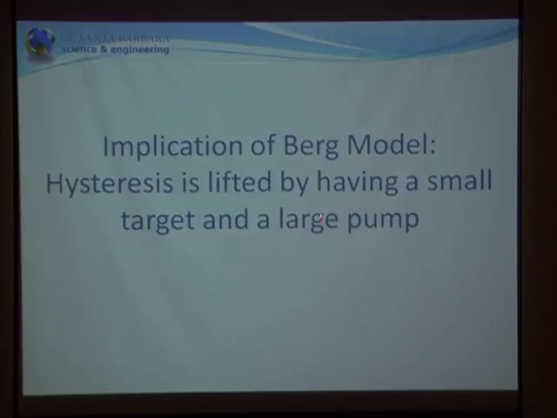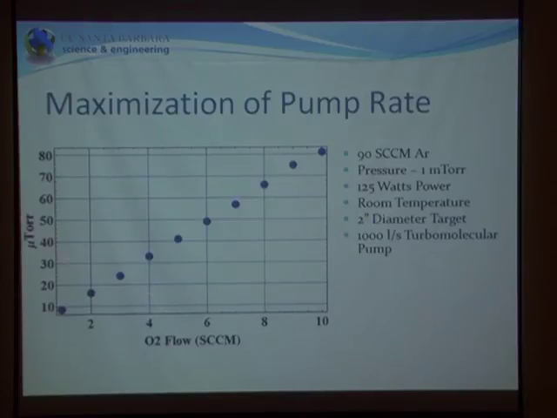And so the implication of the Berg model is that hysteresis is lifted by having a small target and a large pump. So effectively, as your pump becomes very, very large and your target becomes very, very small, essentially your background partial pressure of oxygen becomes explicitly a function of only the flow rate and the pump rate. And so you remove this hysteresis effect. And so I did a maximization of the pump rate. This is kind of my O2 flow condition.